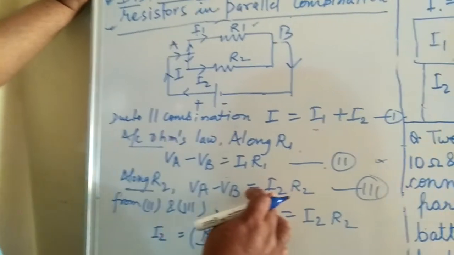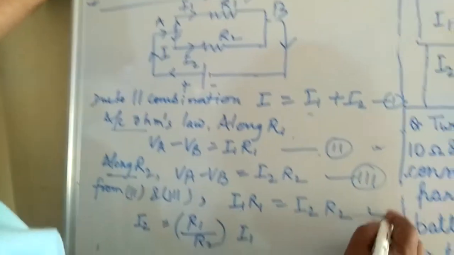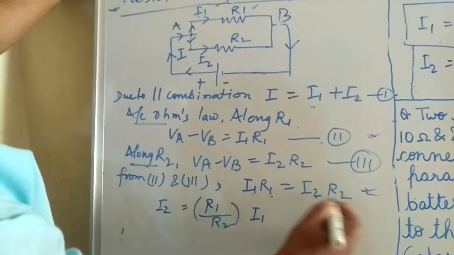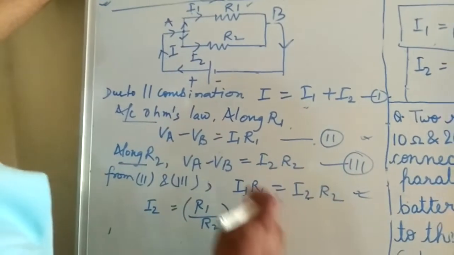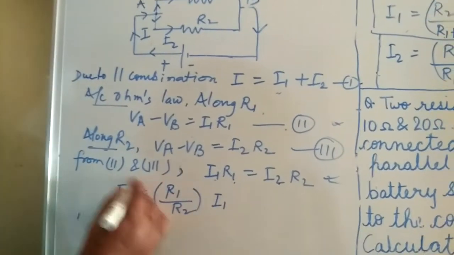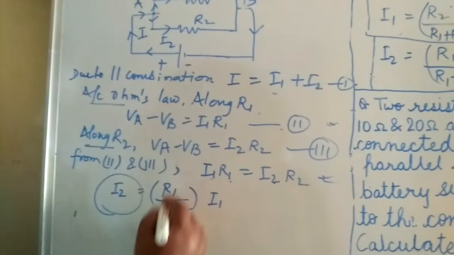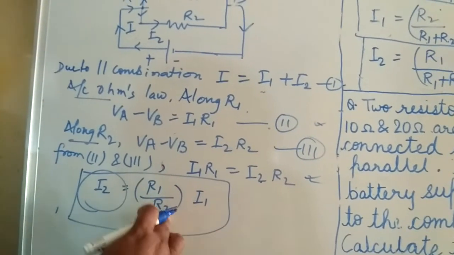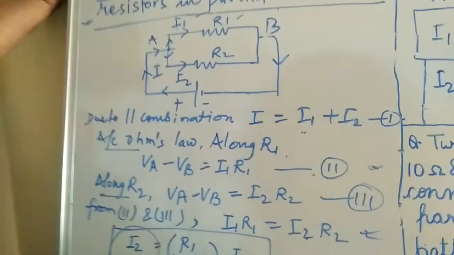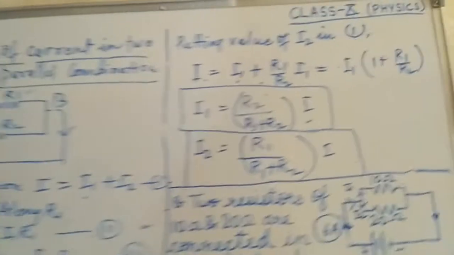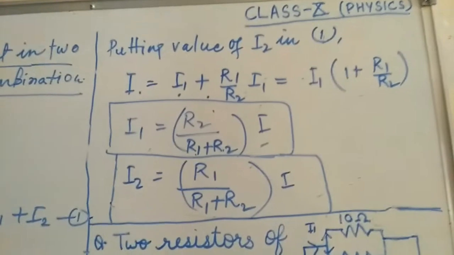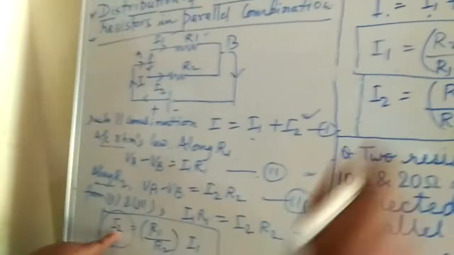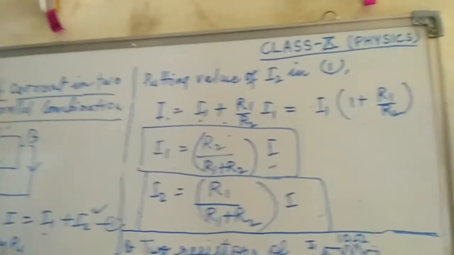I1 R1 and I2 R2 are equal. Here we show that I1 R1 is equal to I2 R2. And when we write it in terms of I2, we get that particular formula: I2 is equal to R1 by R2 into I1. Now what we do, we use that I2 in equation 1. In equation 1, we put the value of I2.